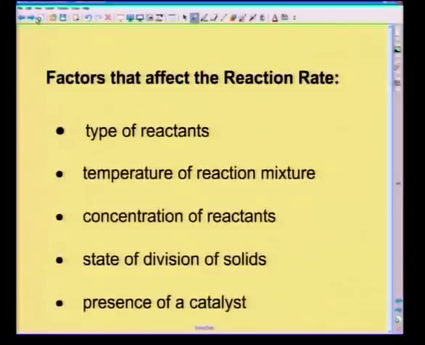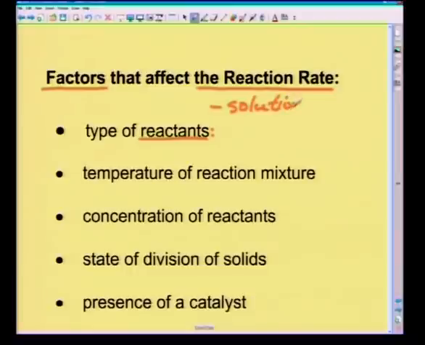Let's move on. Now let's look at factors affecting the rate of reaction. In other words, we're looking at things that will either make the reaction take place faster or slower. These things include the following. One, the type of reactants. What kind of reactants are we having? Are we having these reactants reacting in a solution form, for example? Are we looking at solutions? Are we looking at gases? Are we looking at solids? What are we looking at?